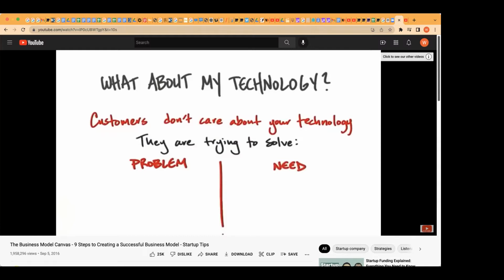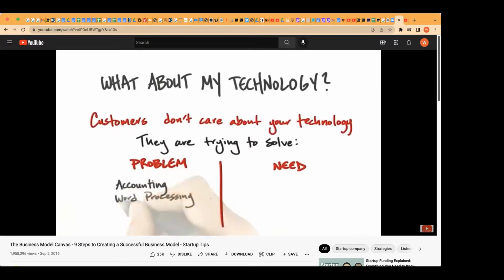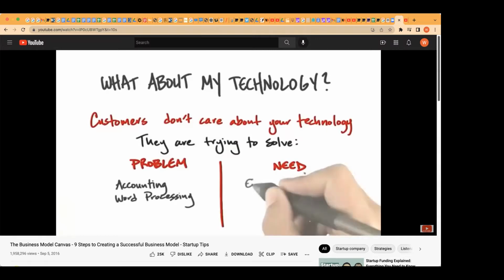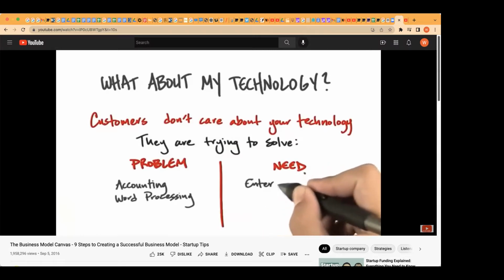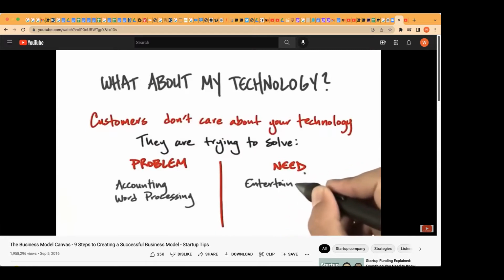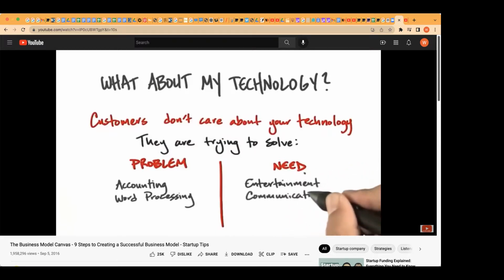The difference between a problem and a need is, a problem is, I have an accounting problem, or I want to use a word processor. Those types of products solve problems. But there are other things that human beings do, like I want to be entertained, or I want to have a date. Those are basic hardwired social needs. Or I want to communicate with my friends, like Facebook or Twitter. Those are needs. Needs are different than problems. And by the way, if you can find products that solve needs, your total available market, as you'll see later, is huge compared to products that solve specific problems.